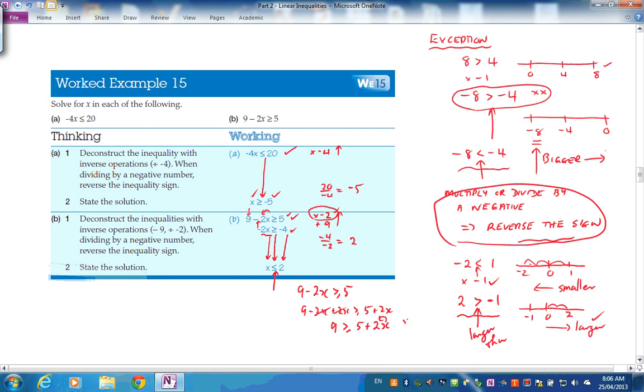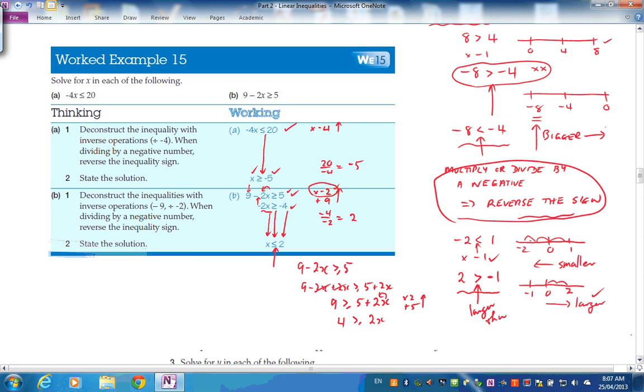X has been multiplied by 2, 5's been added. Let's reverse that. Let's subtract 5. 4 is greater than or equal to 2x. I'll just come down here a little bit. Now dividing by 2. It's dividing by 2 now because we've actually made it plus 2x from this step here. So 2 is greater than or equal to x, or reading it back the other way, x is less than or equal to 2. So you can put it on the left hand side if you want to.